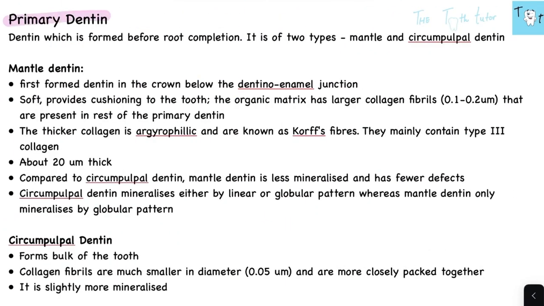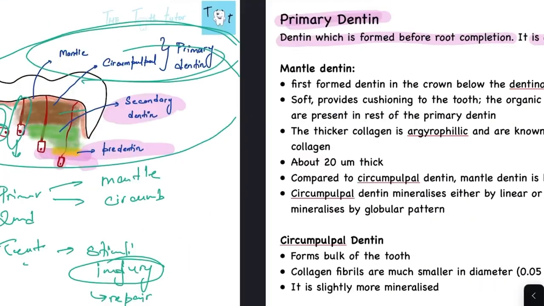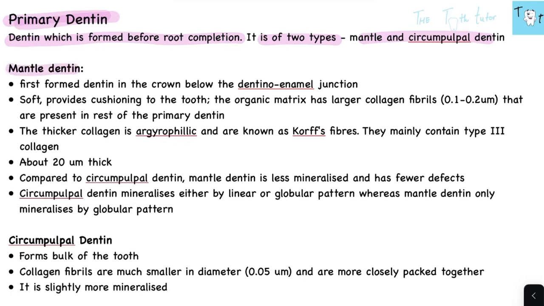Now coming to the primary dentin. Primary dentin is the dentin that is formed before root completion. It is of two types, mantle and circumpulpal. So when the primary dentin is being formed, we don't have any root completion. Mantle dentin is the first formed dentin in the crown below the dentino-enamel junction. I told you about that. It is soft. It provides cushioning to the tooth. The organic matrix has large collagen fibers, so it is slightly different in composition than the normal dentin.